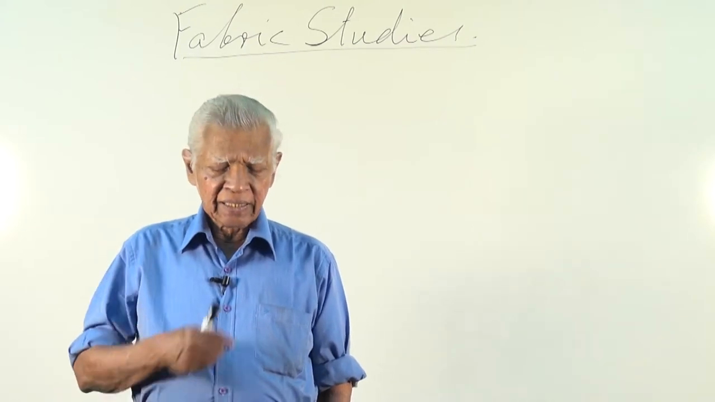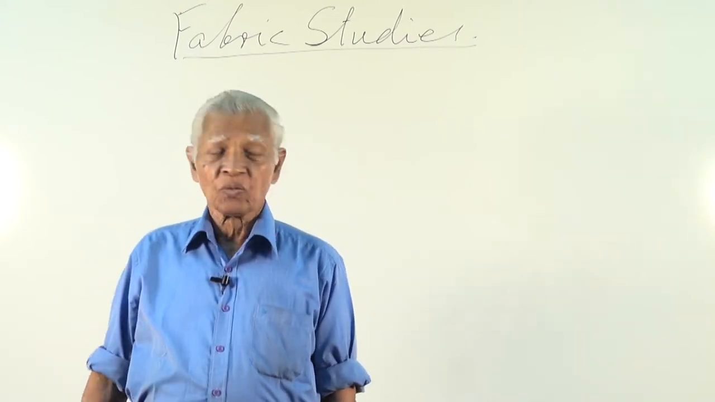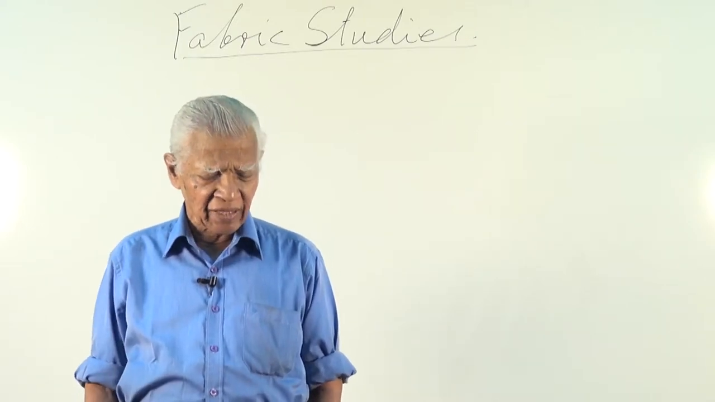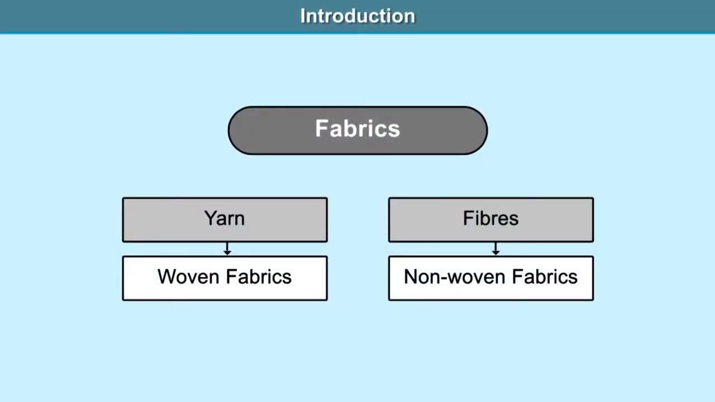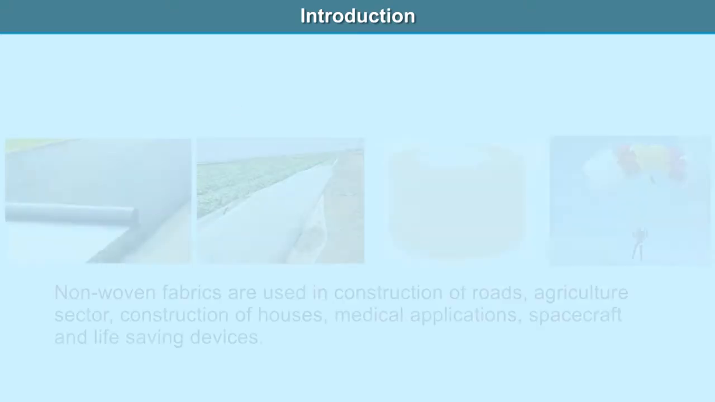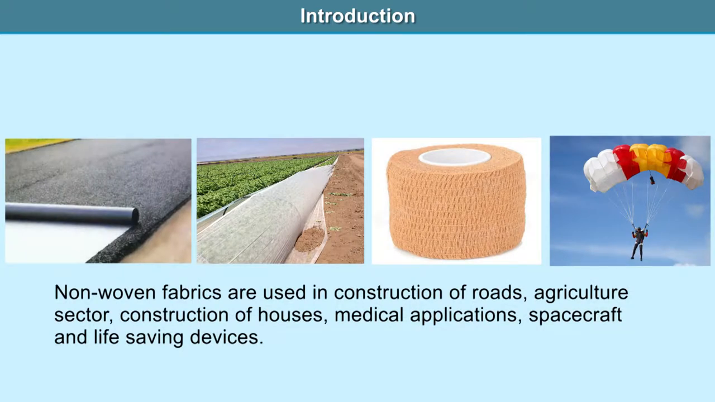And the types of fabrics which are produced are also quite varying, in the sense that we have the woven fabrics which are produced from the yarns, the non-woven fabrics which are produced from the fibers, and the sheets are also being made. And there is a wide gamut of fabrics which is produced from all these materials. Now, fabrics which are produced from the fibers are called non-wovens, and non-woven applications are many today.